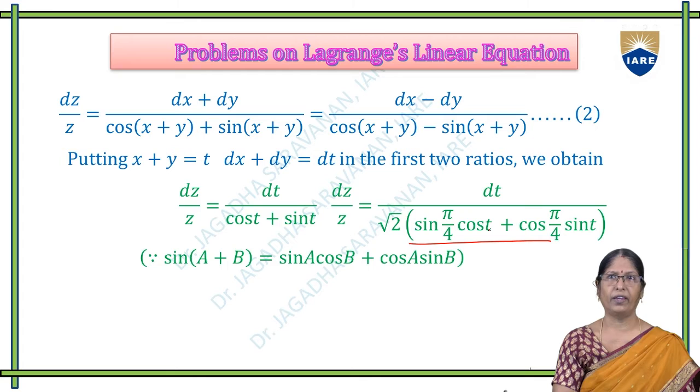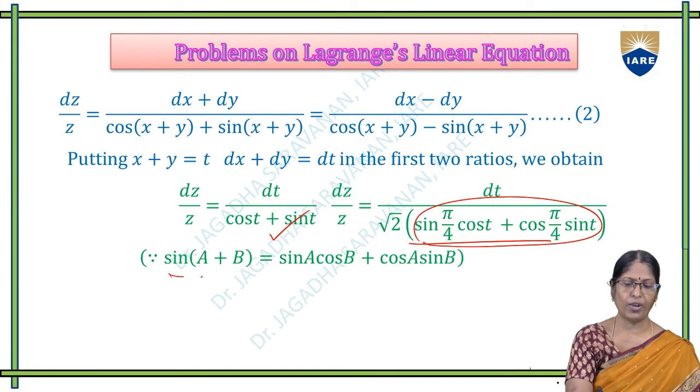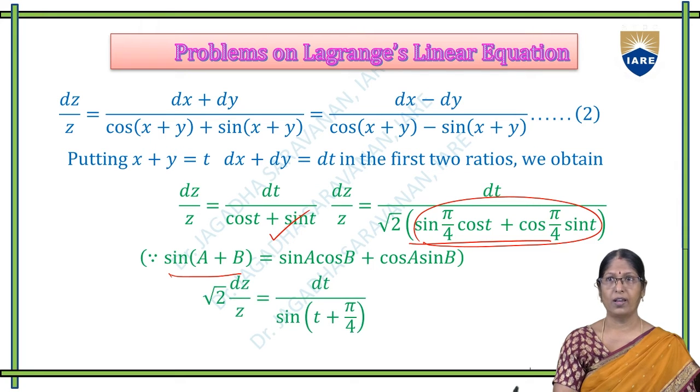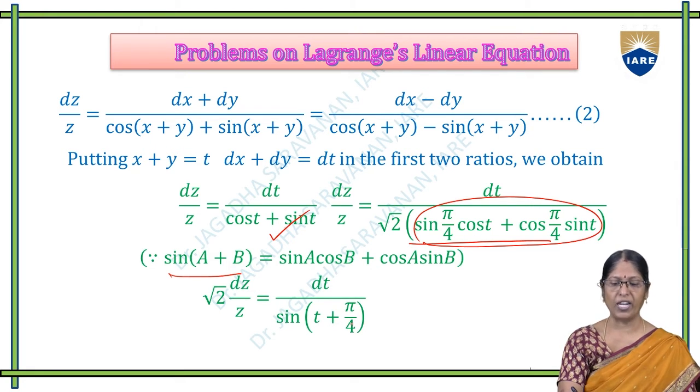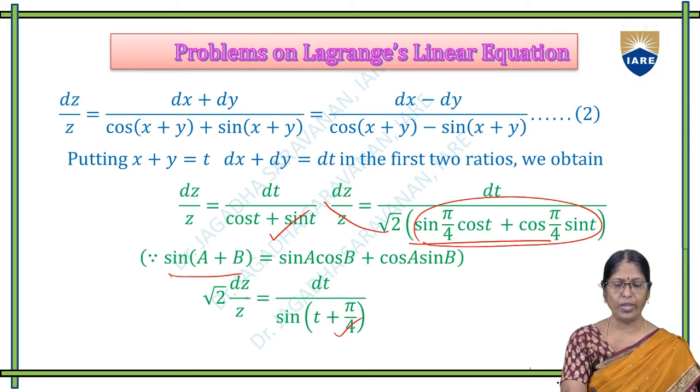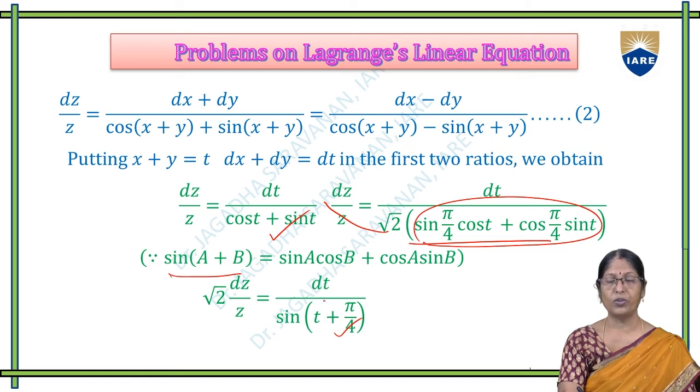So if you are cross-checking, we obtained the previous result, so it is not affecting at all. And we are noticing this complete the format. It is in trigonometric, the formula: sine of a plus b is equal to sine a cos b plus cos a sin b. So ours is sine of a plus b, so t plus pi by 4. And this root 2, we brought it to the left position. So root 2 into dz by z is equal to dt by sine of t plus pi by 4.